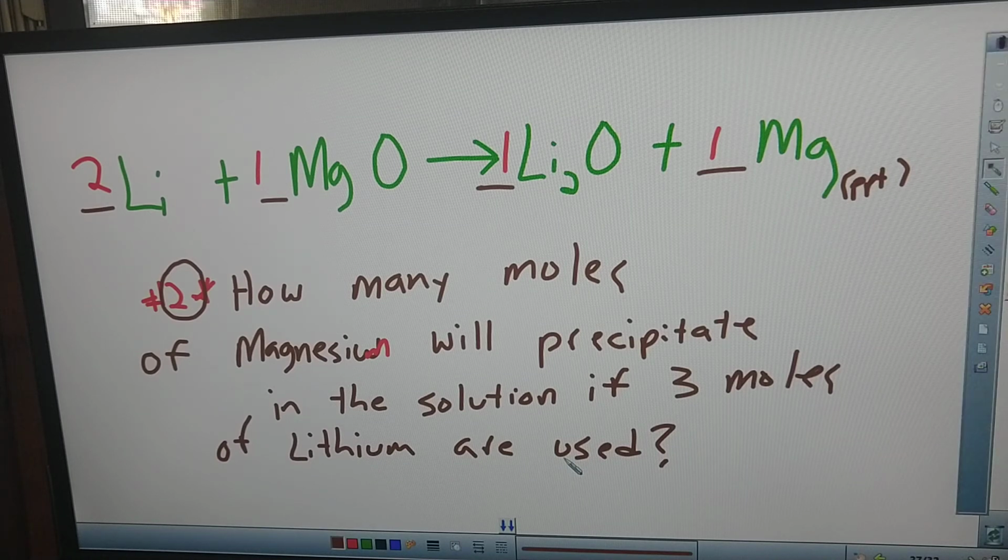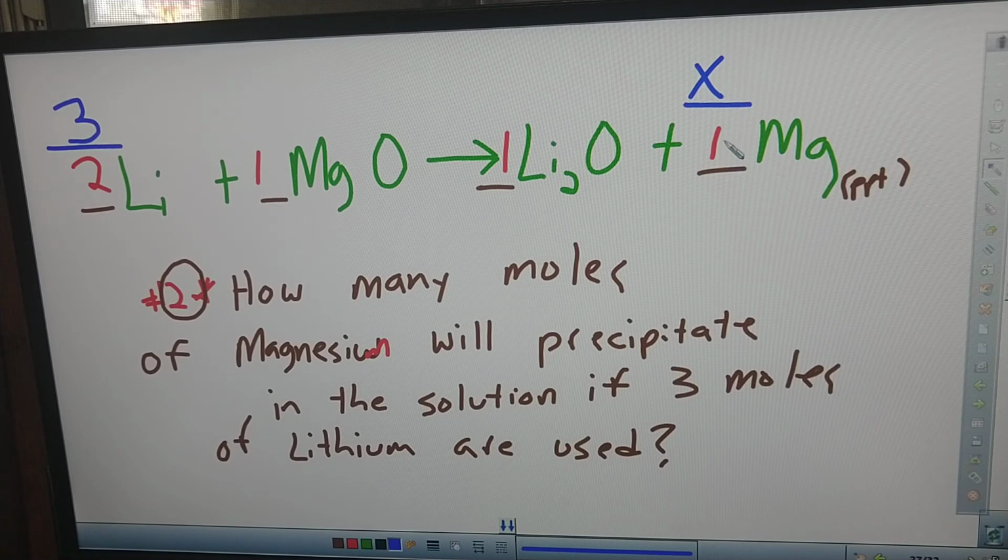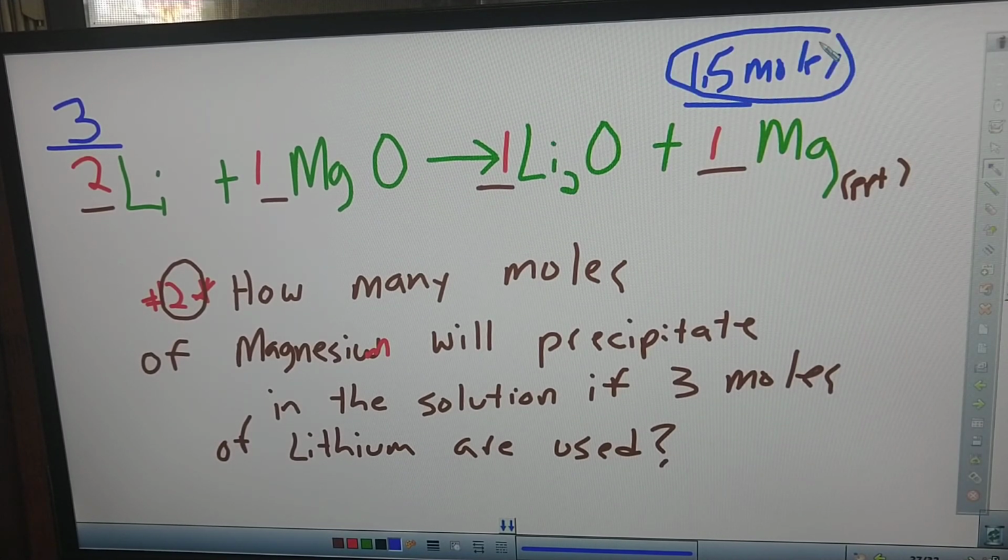All right, here's the answer. If we use 3 moles of lithium, how many moles of magnesium are going to precipitate? 3 is to 2 as X is to 1. You probably know already that that answer would be 1.5. 1.5 moles would precipitate. Okay, it's just a ratio. We're doing very simple math.